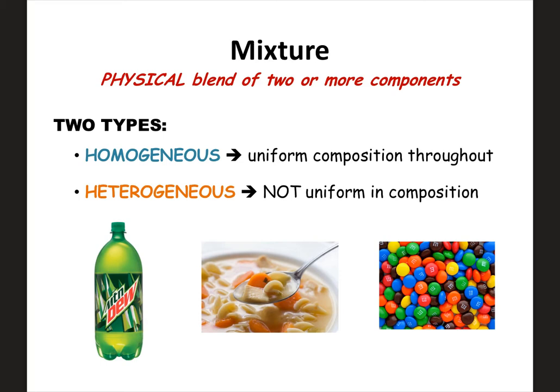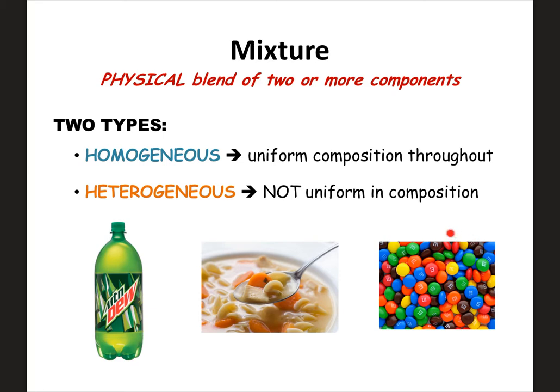But if we did this for chicken noodle soup, if you took multiple spoonfuls, would every spoonful be the same? No, because chicken noodle soup is a heterogeneous mixture. It's not uniform throughout. Maybe one spoonful has all noodles and some broth. Maybe the next spoonful has a carrot and a piece of chicken, but no noodles. So every spoonful would be different.